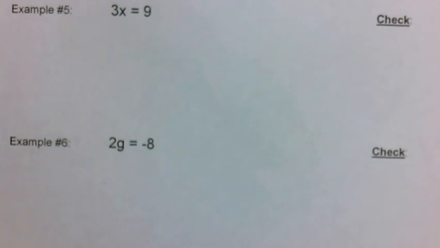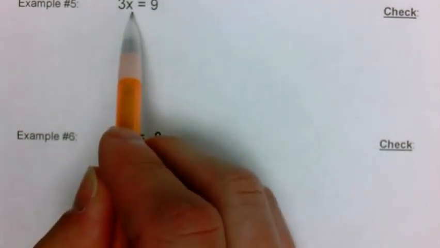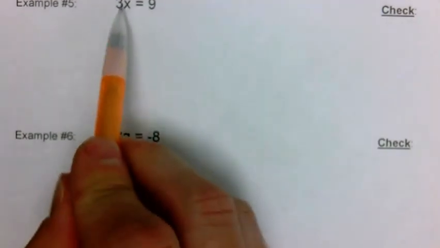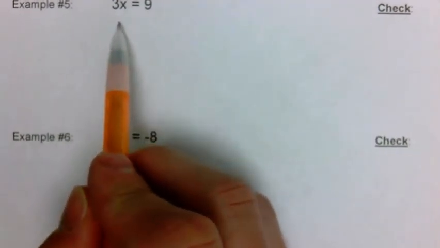All right, how about in our next example? Well, this time it says that 3x is equal to 9. Okay, now this example is different because in all of our previous examples, we were either adding or subtracting a variable and a constant. But in this example, 3 is multiplying x. 3 x's is equal to 9. All right, so this variable term is already isolated.